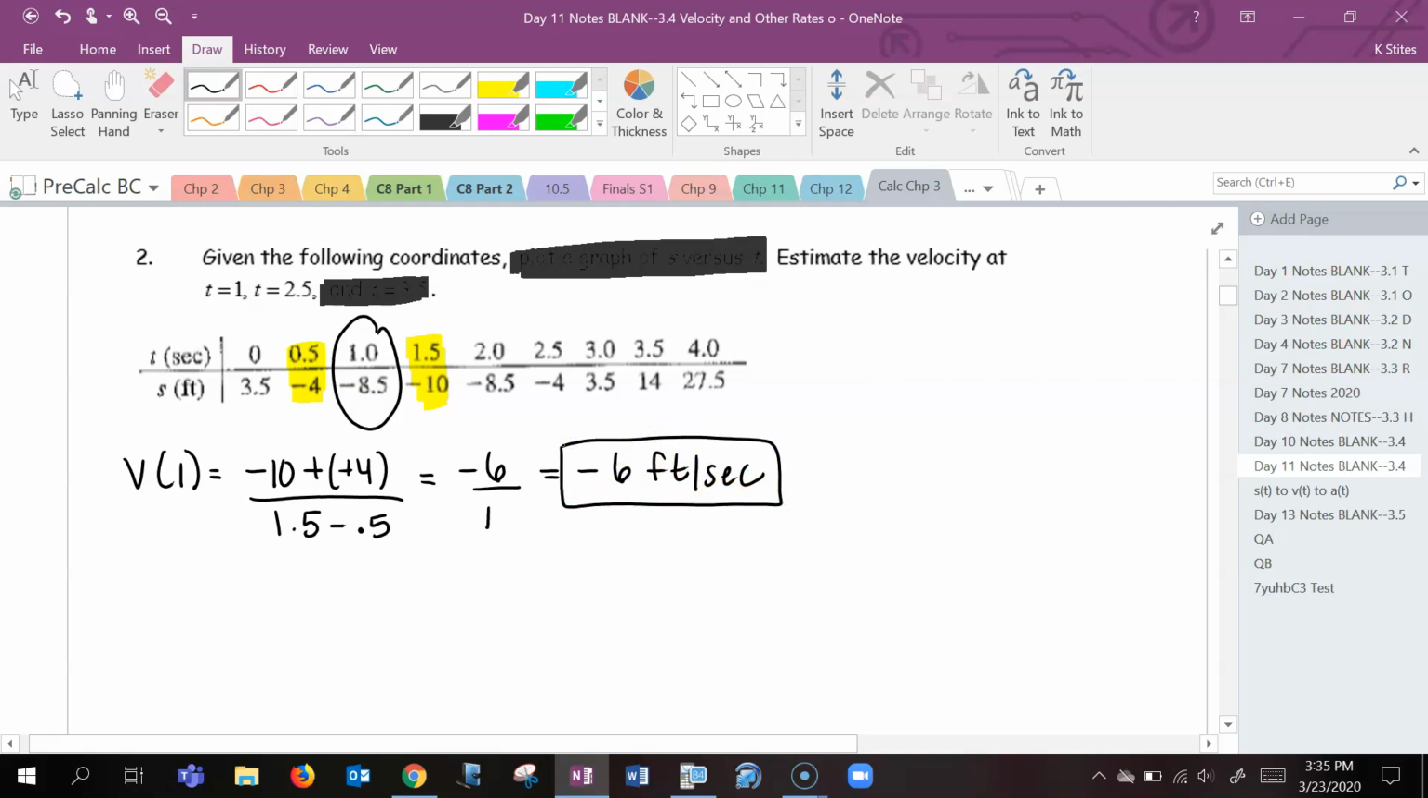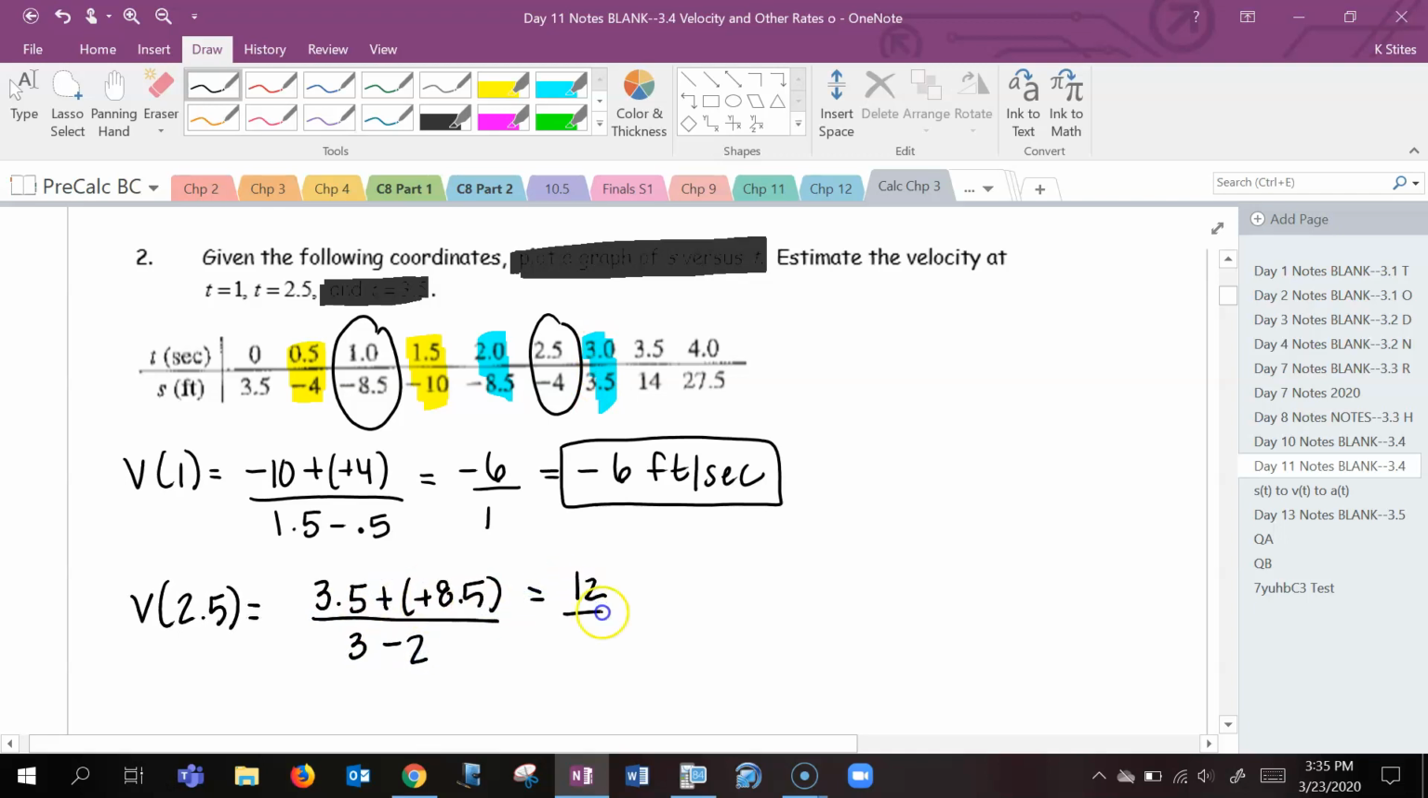Okay, let's try one more. 2.5 seconds, that's right here. We'll just use the points on either side of it. And so again, this is going to estimate the velocity at 2.5 seconds. So we'll say this is 3.5 minus -8.5, again, change in y over change in x, and 3 minus 2. So that should be 12 over 1, which is 12 feet per second.